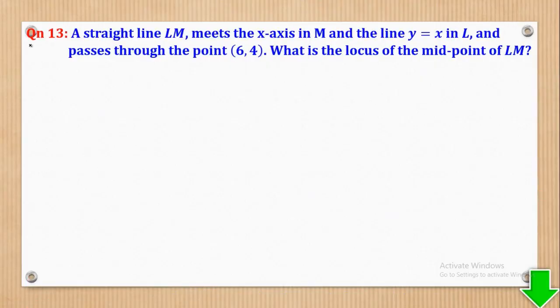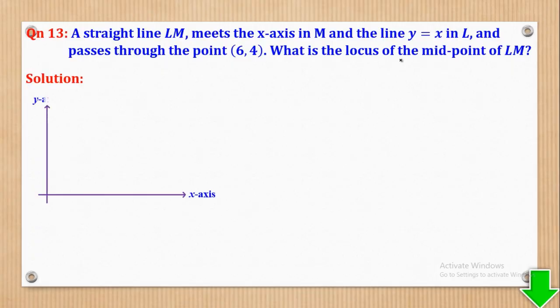Then question 13 says, a straight line LM meets the x-axis in M and the line y equal to x in L and passes through the point 6, 4. What is the locus of the midpoint of LM? So this is somewhat similar to the one we have done.